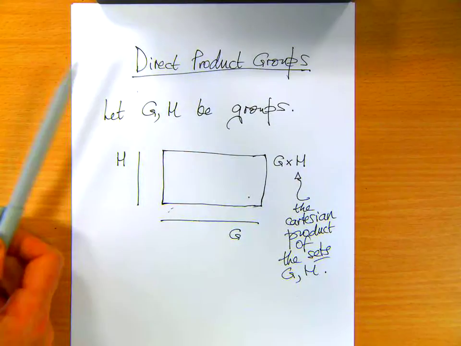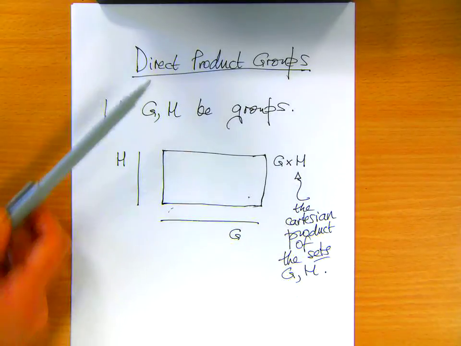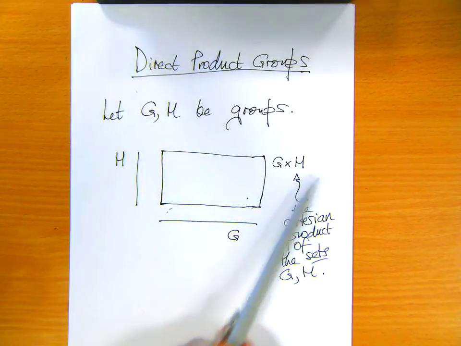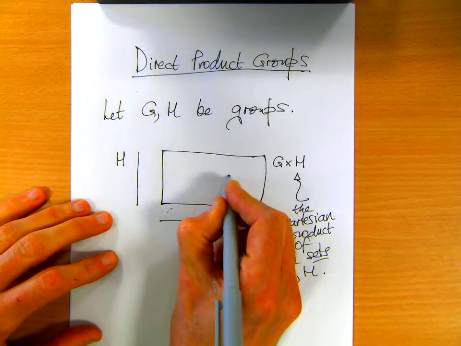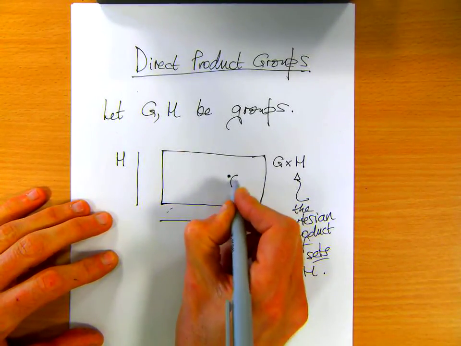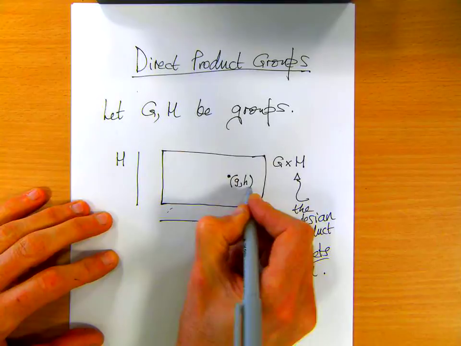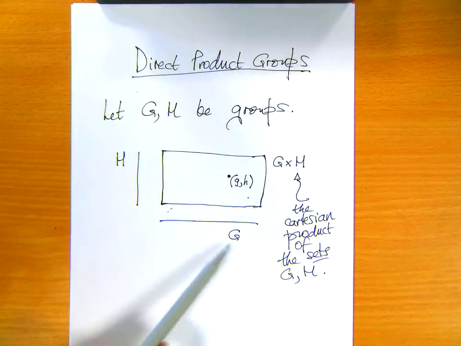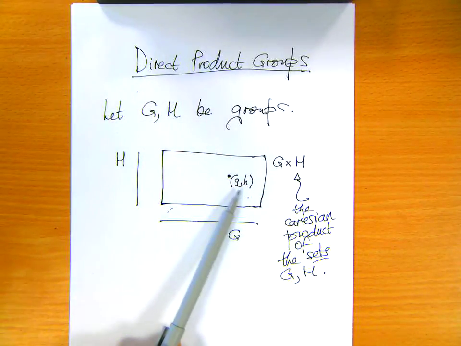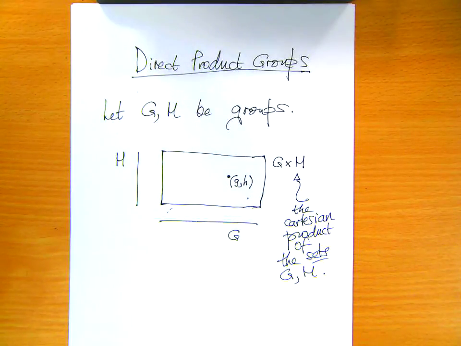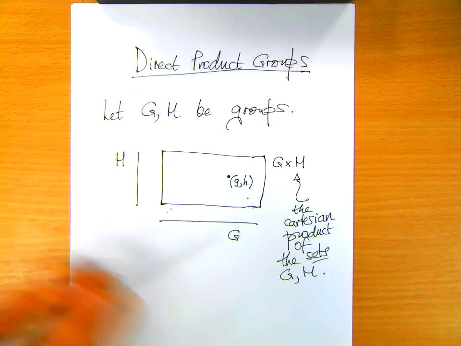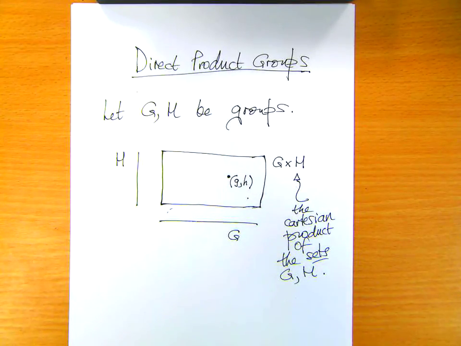And you would think, well, if I'm going to construct the product of two groups, perhaps I ought to start off with the product of the two underlying sets. So a typical element of the Cartesian product would be, say, (g, h), where little g is an element of big G and little h is an element of big H. So we're now going back to a picture that we had right at the beginning of the semester. But now these aren't just sets, they're groups.